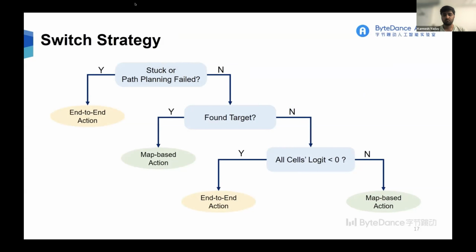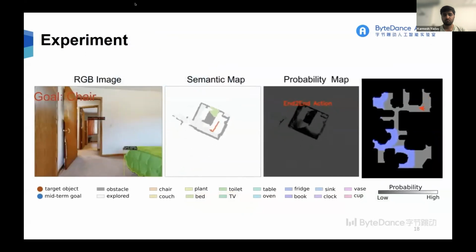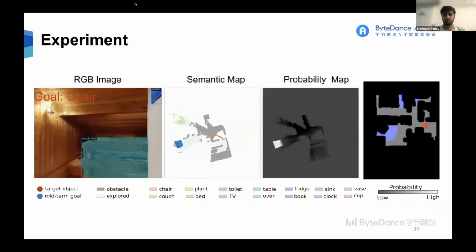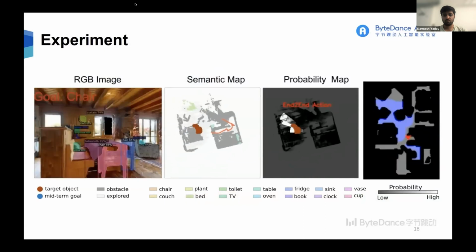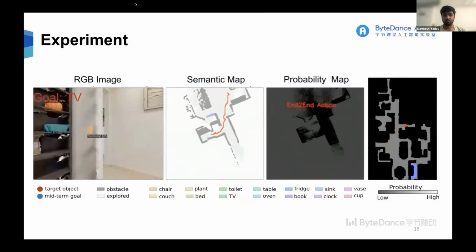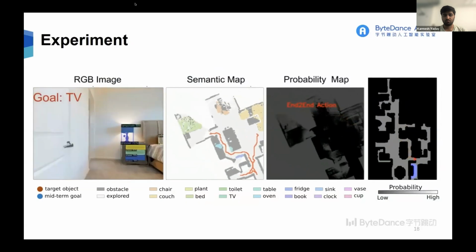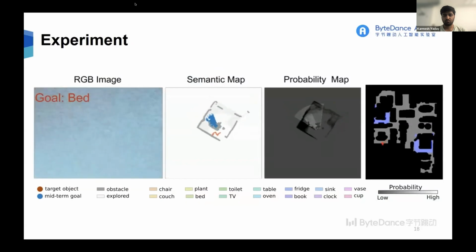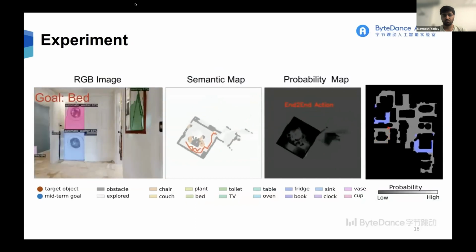Otherwise, we use the action from the map-based method. The qualitative result demonstrates how our method works. The agent first explores the environment using the end-to-end branch. Once it detects a potential target object or related object, it will switch to the map-based method, which guides the robot to approach that area and check. If it cannot find the target object, the probability in that area will decrease. Then the agent switches back to the end-to-end branch and continues exploration. If the agent finds the target, it will go and stop at that object.